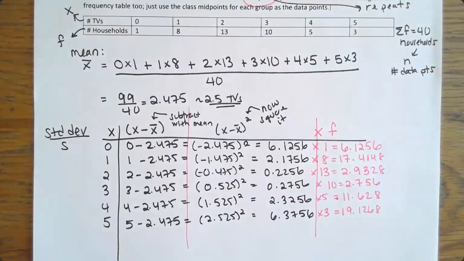So here's the difference when you have grouped data, and it's also very similar when you're using the frequency table because you're going to have frequency counts, you're going to multiply by them. And again, it just saves some work. It's a little bit of a shortcut.